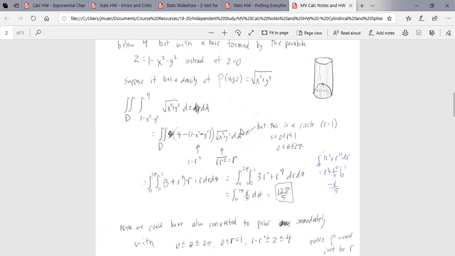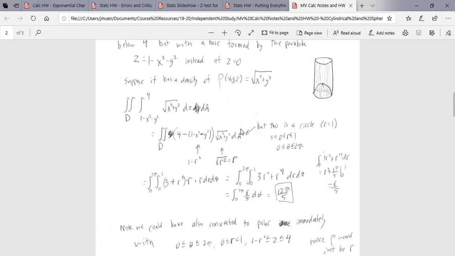And here what happens is we say, okay, great. 1 minus x squared minus y squared becomes 1 minus r squared. Not a problem. The square root of x squared plus y squared just becomes the square root of r squared, which is r. And the region that we're looking at is just the circle with r equals 1. So r is between 0 and 1. Theta is between 0 and 2 pi. Polar integration in the normal sense.